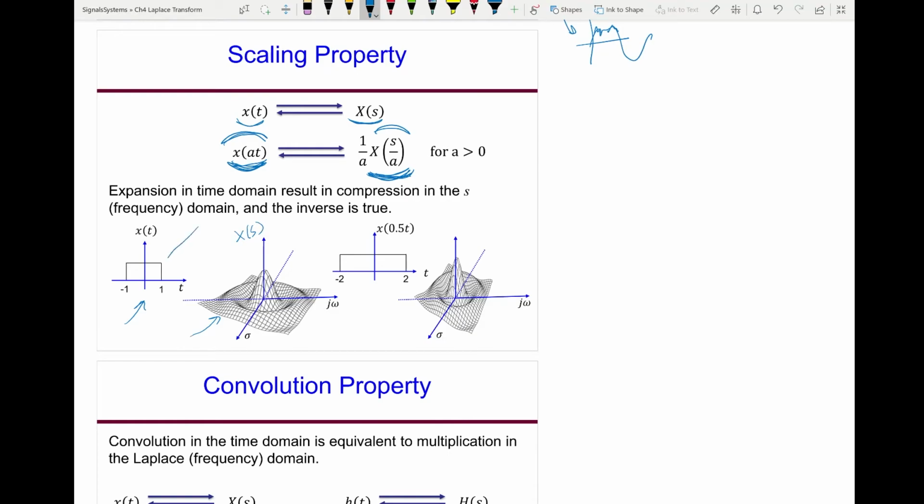Now, if I expand this pulse by a factor of 2, then the Laplace transform of this pulse will be 1 over a times x of s over a. It will be exactly this one, except it's compressed by a factor of 2. So if omega was 4, this will be 2. And the amplitude actually will be larger, because here a is 0.5, so 1 over 0.5 is 2. So if that was 1, this will be 2. If sigma here is 2, this will be 1. So here in the time domain, x of t, we expand it. In the frequency domain, this is compressed.